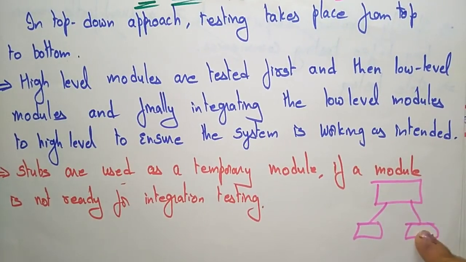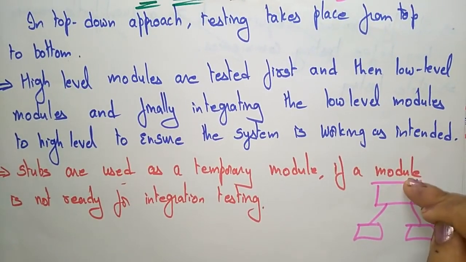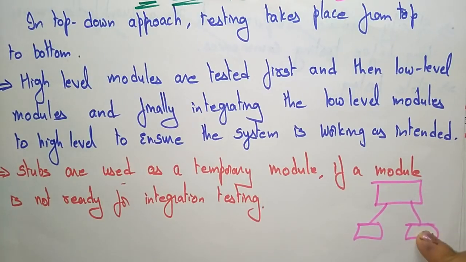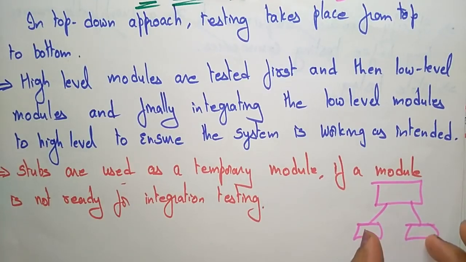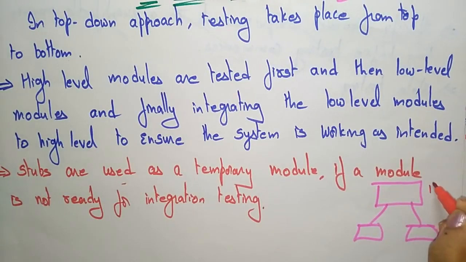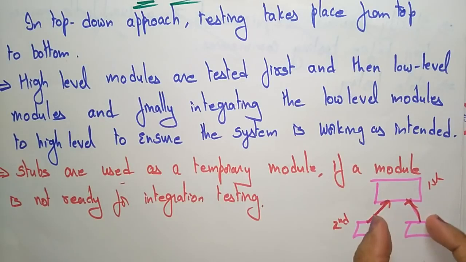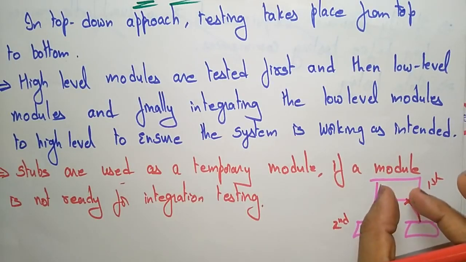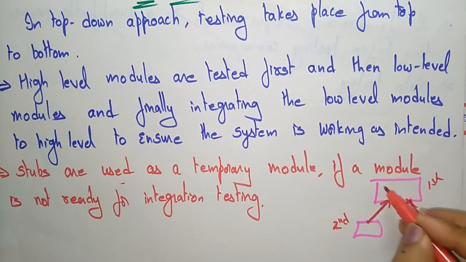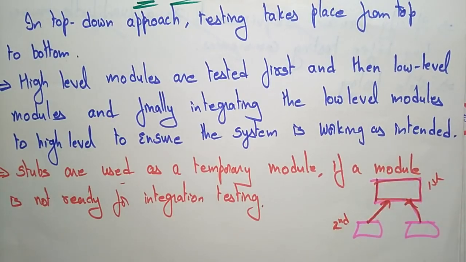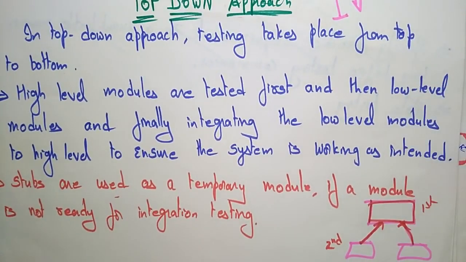So, this is a high level and this is a low level. The high-level modules are tested first and then low-level modules, and finally integrated the low-level modules to high-level modules. So first test this and second test these modules. After that again integrated these two modules. Finally you have to integrate the low-level modules to high-level modules to ensure the system is working. So this way of testing, you call it as a top-down approach.